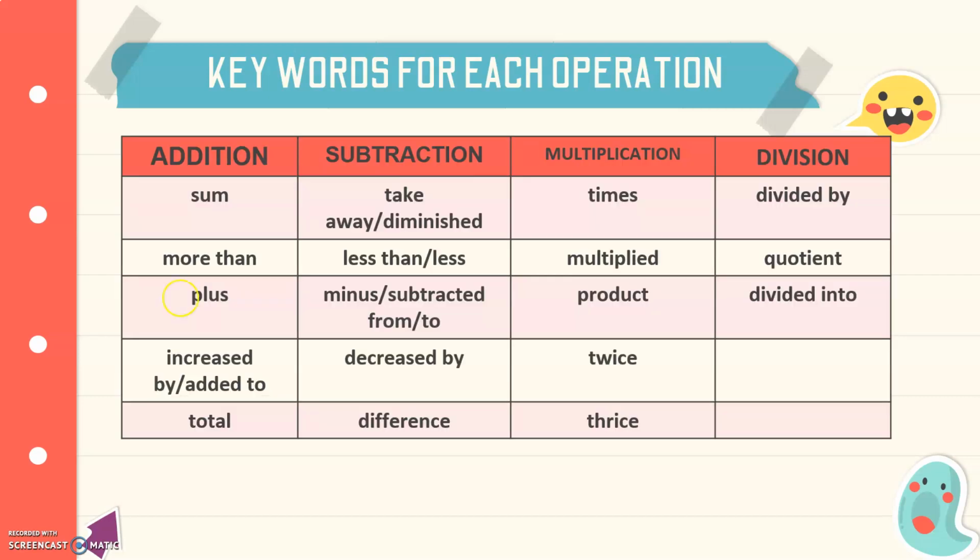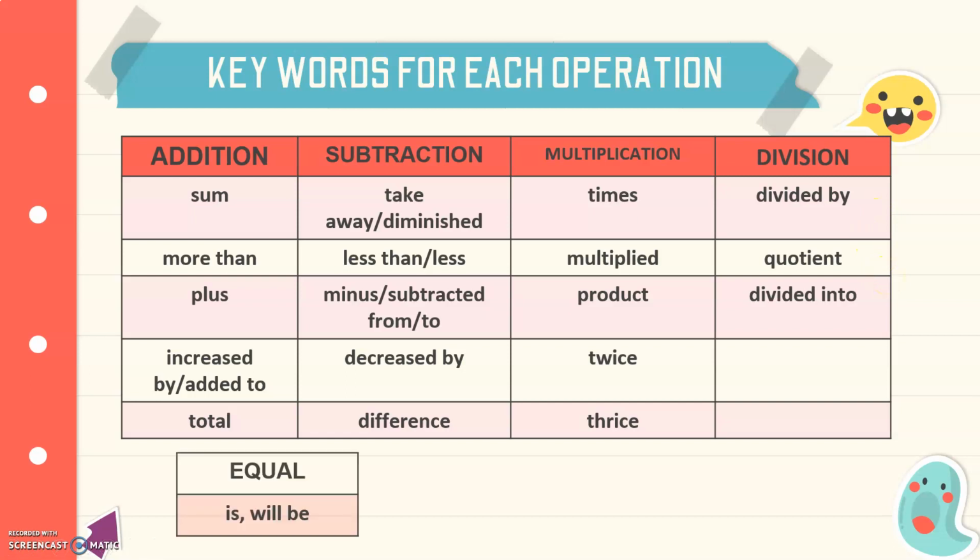First, for addition, we have sum, more than, plus, increased by or added to, and total. For subtraction, we have take away, diminished, less than or less. We have minus, subtracted from or subtracted to, decreased by, and difference. For multiplication, there are times, multiplied or multiplied by, multiplied to, product, twice, which means 2 times, and thrice, which means 3 times. For division, we have divided by, quotient, divided into.